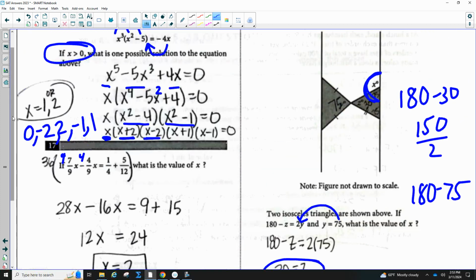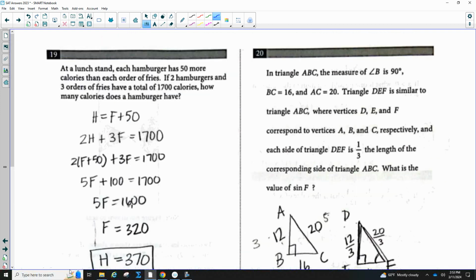All right, 19. We do these in Algebra 1 and Algebra 2. Probably after that you still do them, okay? At the lunch stand, each hamburger has 50 more calories than fries. So your first formula is hamburger equals fries plus 50. The other formula is that 2 hamburgers and 3 fries have 1,700 calories. So 2H plus 3F equals 1,700.